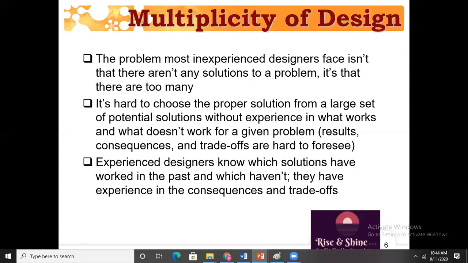Only the experienced designer knows which solution is the best one. So to deal with this multiplicity of design, we need patterns, because a pattern is nothing but the possible optimal solution for that problem in that context.